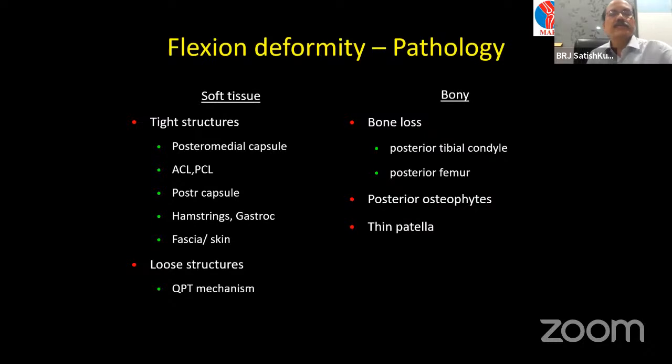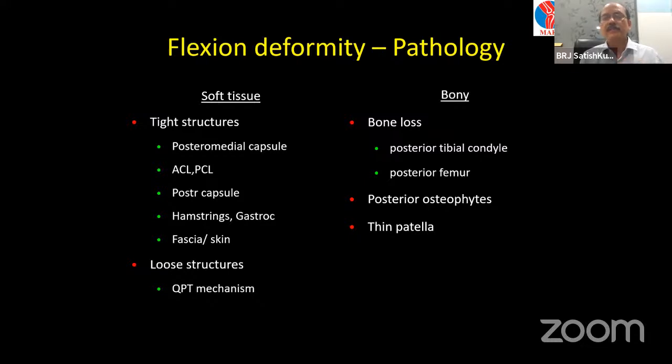The tight soft tissues can be the posteromedial capsule, collaterals, hamstrings and gastrocnemius. Even fascia and skin can be tight in severe deformities. The loose structure is the quadriceps patellar mechanism. As for the bony pathology in FFD, there can be bone loss in the posterior condyle or posterior femur. Many times there may not be, especially in rheumatoid.